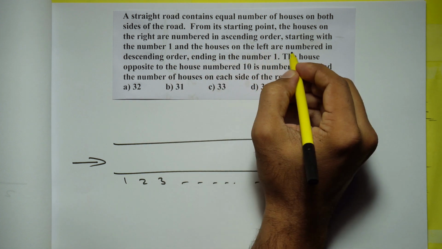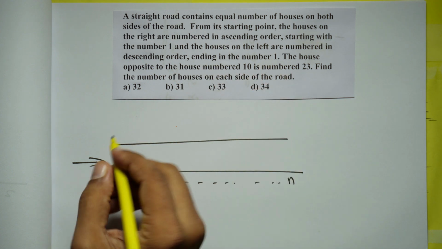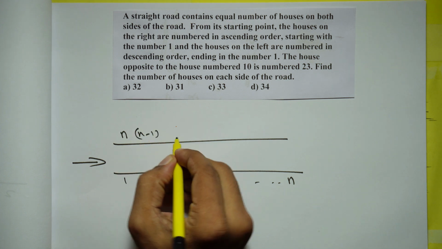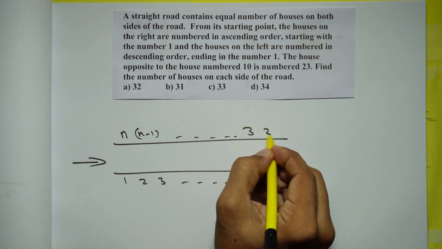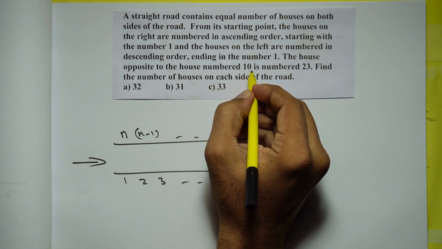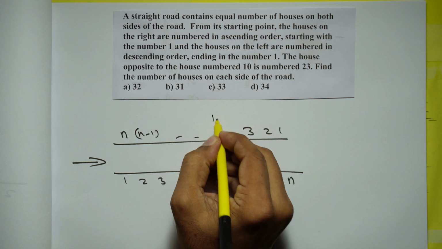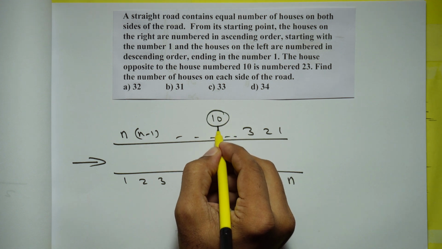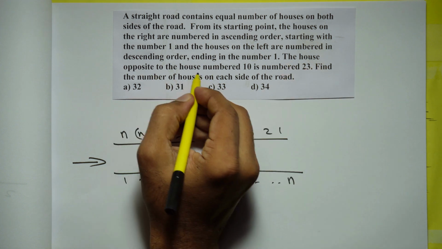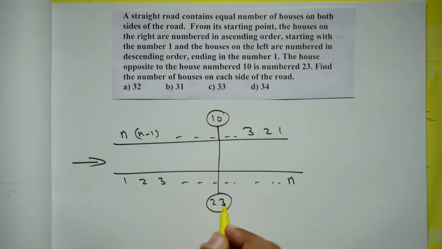And the houses on the left are numbered in descending order, ending in the number 1. So here you have the nth house, next is n minus 1, then n minus 2, so on up to 3, 2 and finally 1. The house opposite to the house numbered 10 is numbered 23. So we will assume that you have house number 10 here and opposite to 10 you have house number 23. That is, the house opposite to house number 10 is number 23.